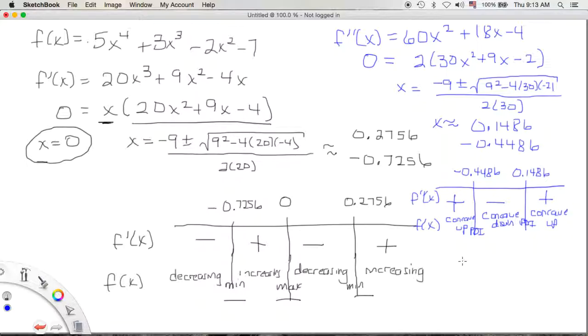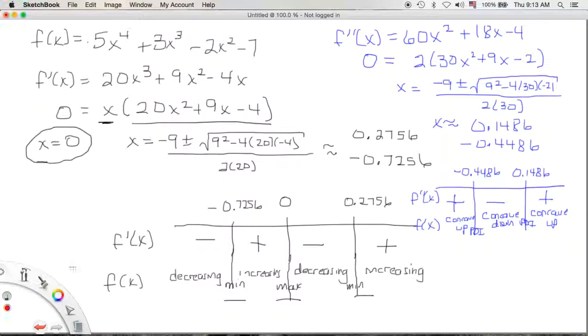Now remember, in this case, all our critical points resulted in points of inflection for the second derivative and mins and maxes for the first derivative. It's not always going to be the case. Sometimes you'll have a critical point where the derivative equals 0, but it isn't actually a minimum or a maximum or a point of inflection. So you have to actually test them all and make sure that you look at that.